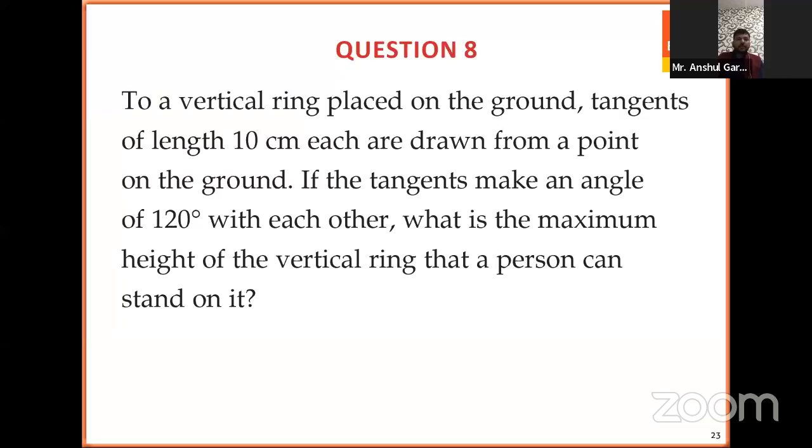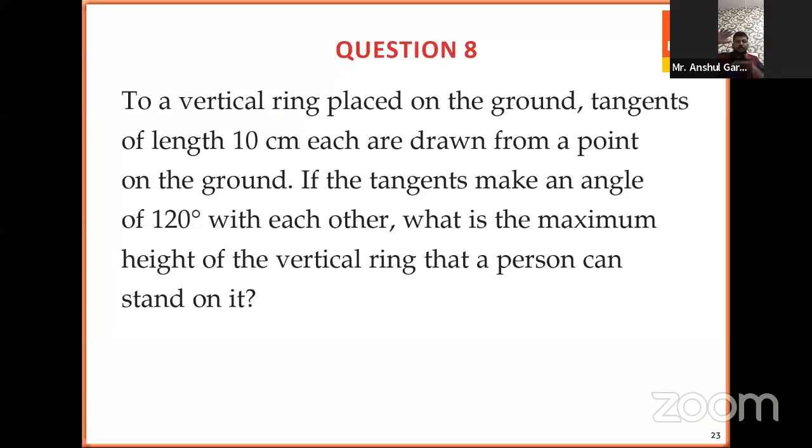Please read it, and I would definitely like to have some answers from the students. So there is a vertical ring. This is a horizontal ring, and this is a vertical ring. There is a vertical ring placed on the ground, and tangents of length 10 centimeter each are drawn from a point on the ground. From this, a tangent is drawn. From this, a tangent is drawn. So Debasmita is giving 20√3.